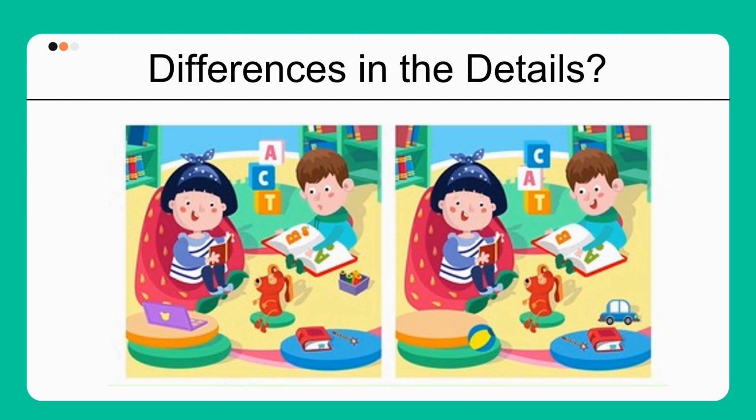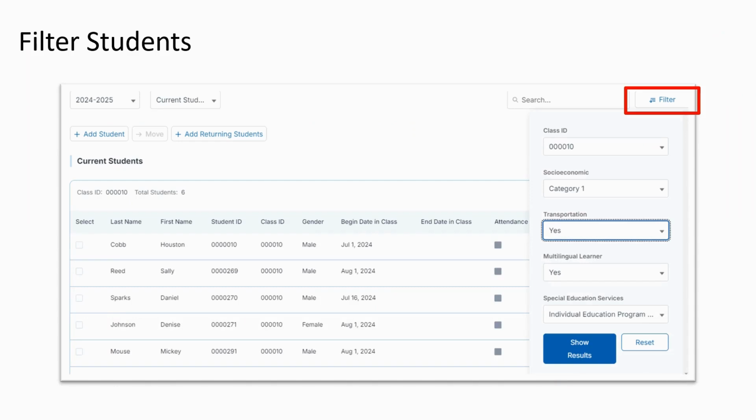All right, great job. So now let's look and see what our detail skills are going to get us in GA Pre-K. We've got a filter button on the right-hand side in the class reporting manager that is going to be very helpful as we look at our data to make sure that it's accurate and correct for our rosters.